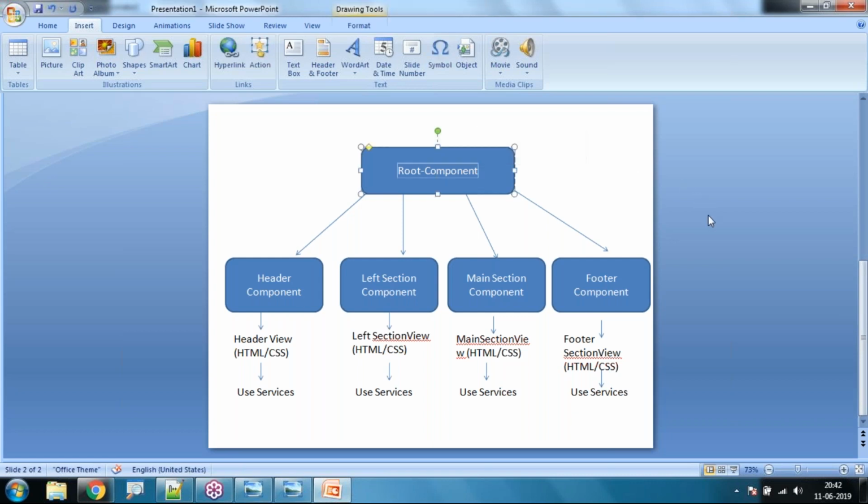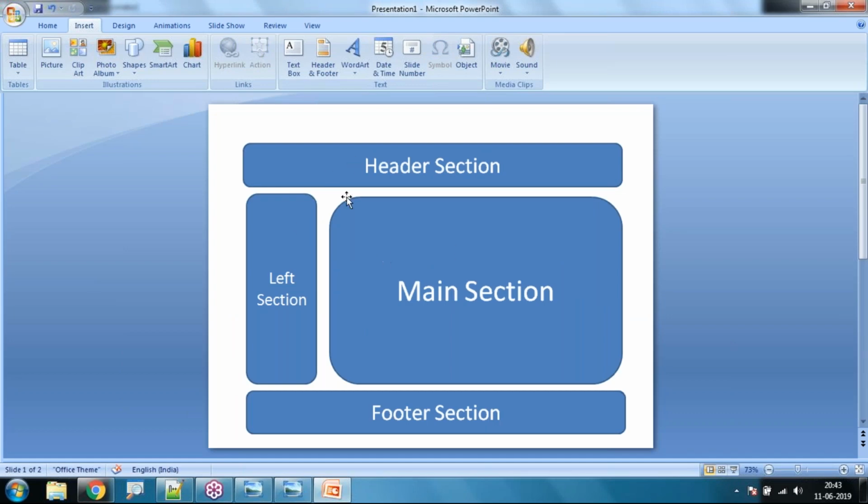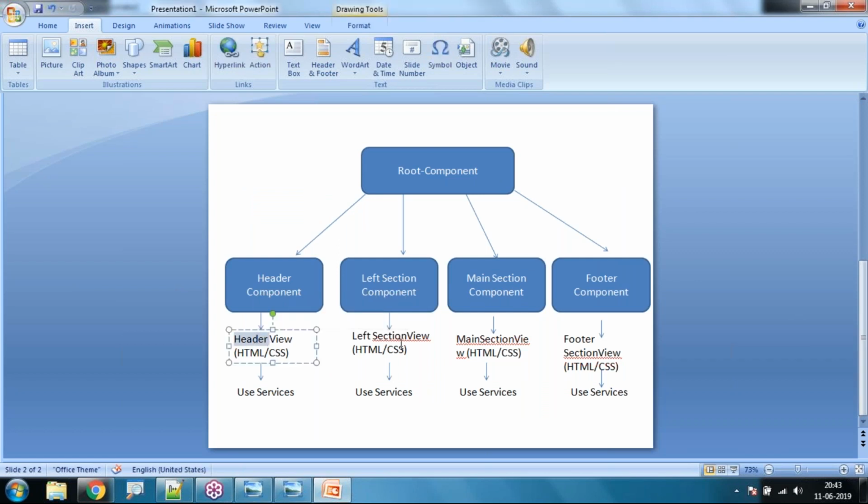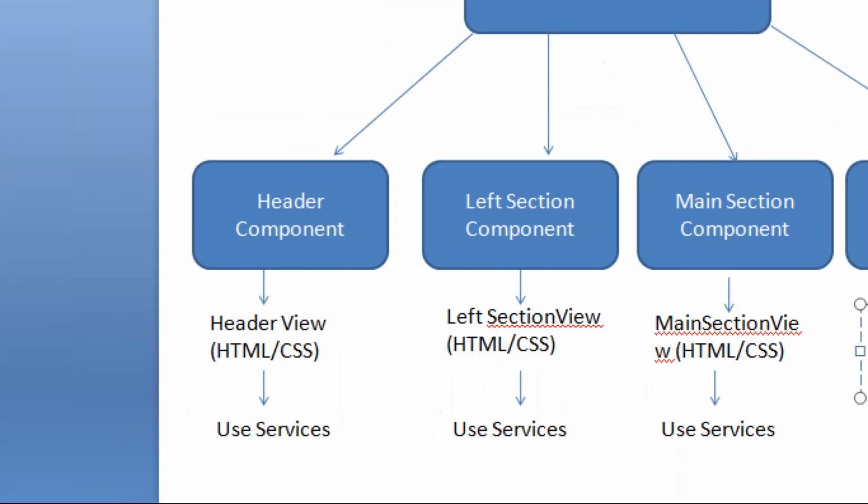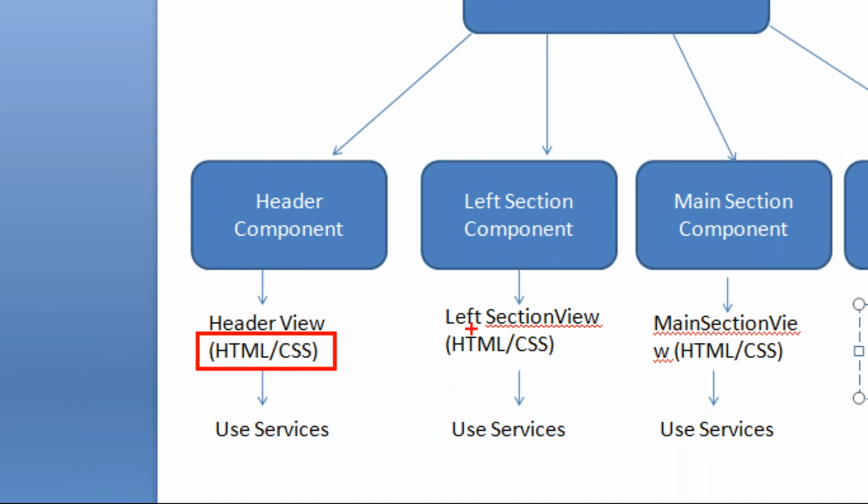So this is what we can call a basic structure of Angular. In Angular, everything in a web page is a component: header component, left section component, main section component, footer section component. Every component will have a view: header view, left section view, main view, footer view. These views we are going to develop using HTML and CSS. Every view is developed using HTML and CSS. And finally, in these views, we are going to use services, reusable services.